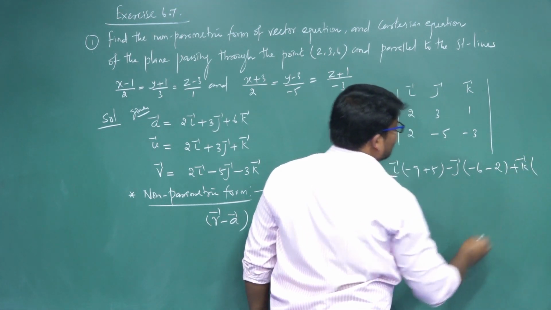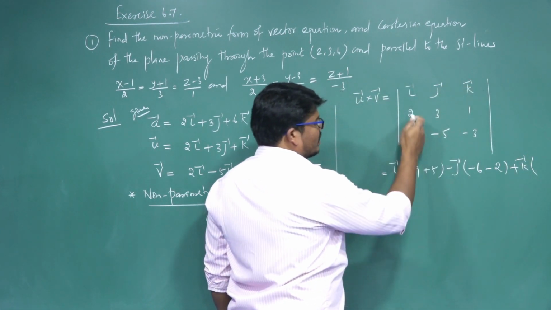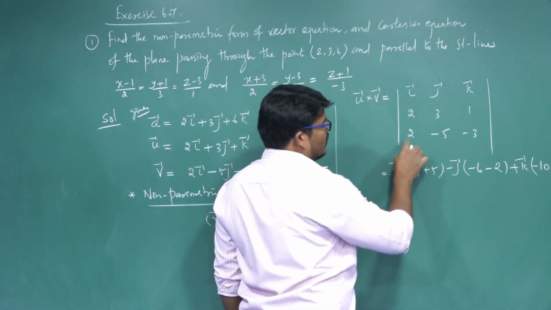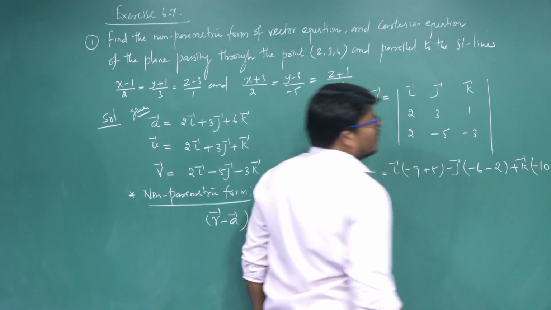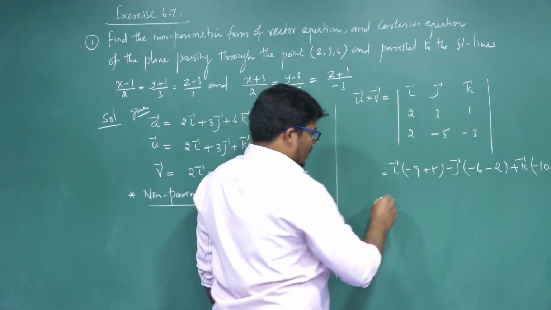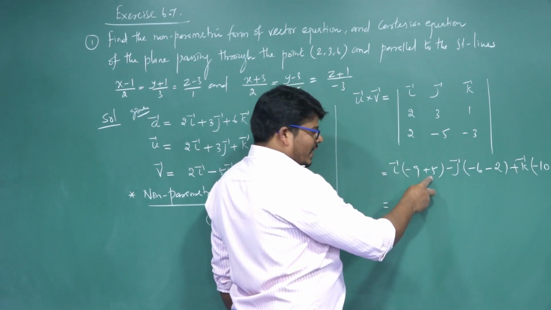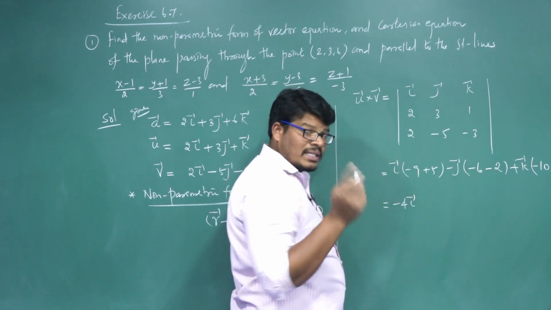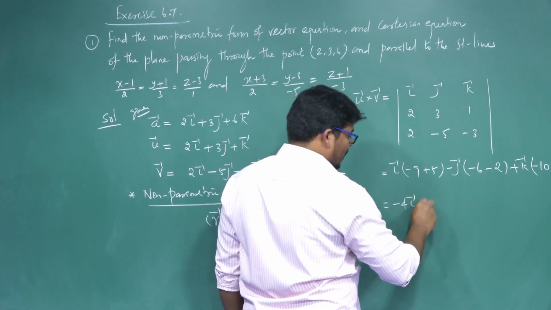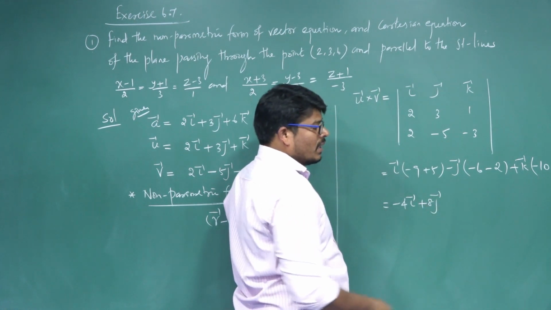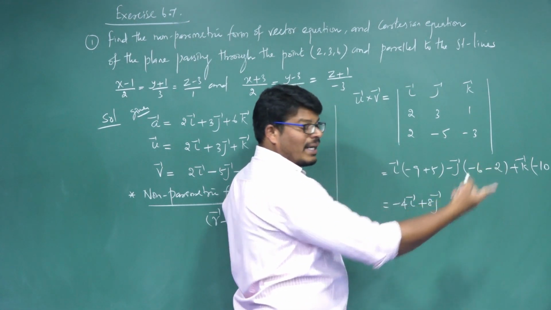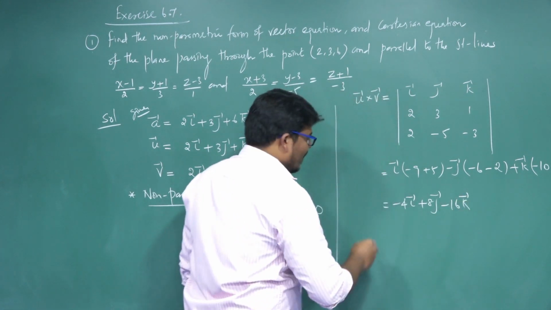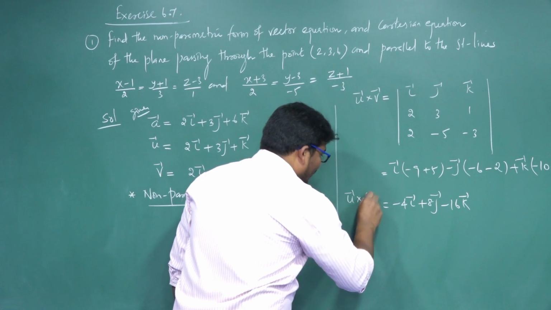Plus k vector into, the column and row are eliminated, getting the minor matrix. 2 into minus 5, minus 10, and 2 threes are 6, minus 6. That is equal to minus 9 plus 5, minus 4 i vector. Next, minus 6 minus 2 is minus 8, minus of minus 8 is plus 8 j vector. Next, plus k of minus 10 minus 6, minus 16 k vector. That is u vector cross v vector.